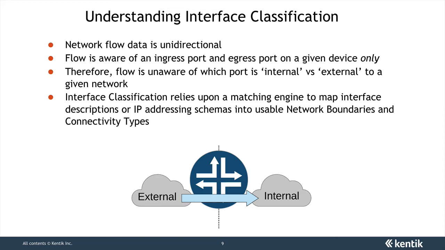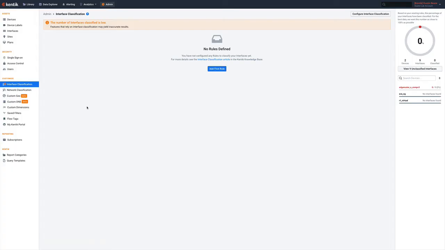Interface classification lets us create a matching engine with classification rules in order to map interface names or descriptions or IP addresses into usable network boundaries and connectivity types. Within the Kentik portal, under the Admin section, we navigate to the Interface Classification menu on the left-hand side to bring up the Interface Classification section. First, let's look at how we can set up our default interface classification options by clicking on the Configure Interface Classification button in the upper right corner.